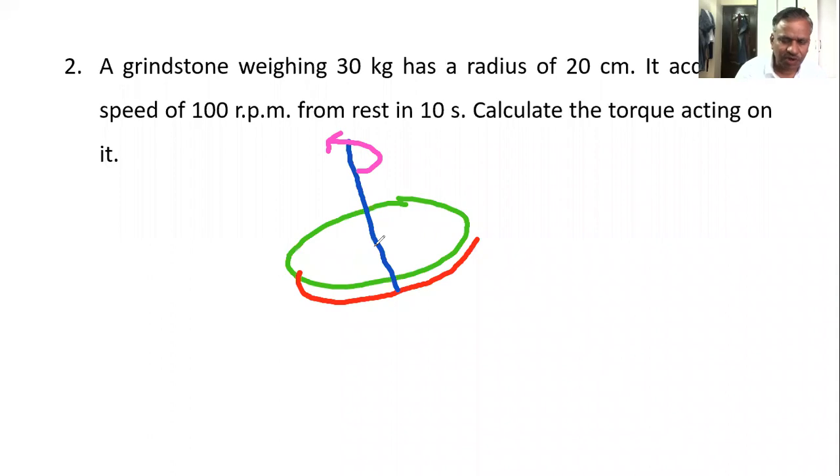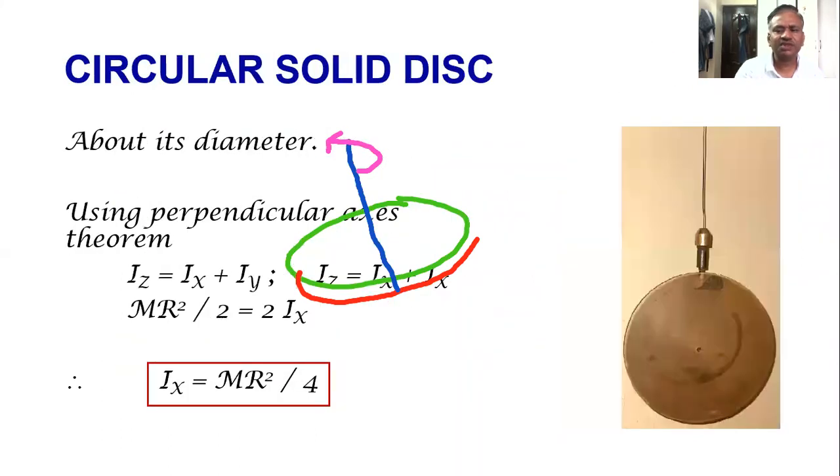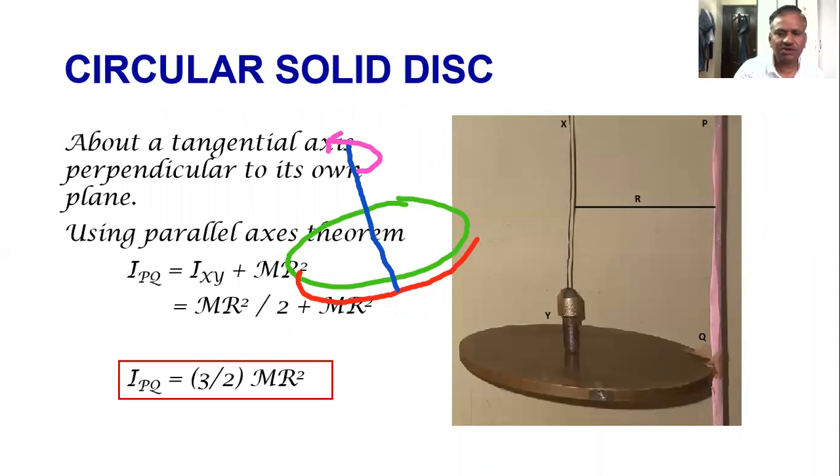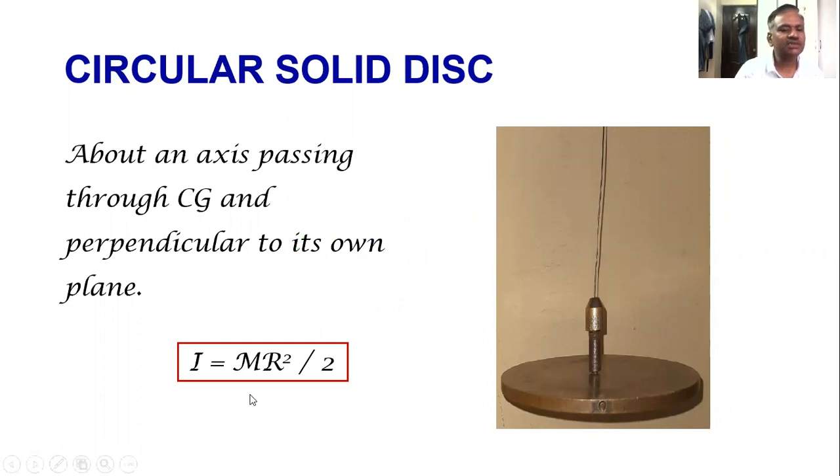And its axis is passing through its center of gravity. Then the moment of inertia of the disc about the axis passing through its center of gravity is mr square by 2. That is, the axis is passing through its center of gravity, mr square by 2.